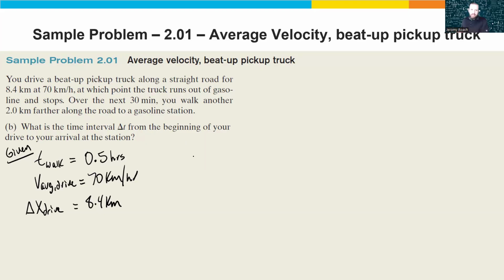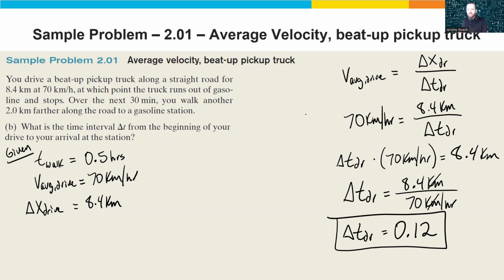So now we have to look at the given information. We have to figure out the total time. So we were walking for half an hour. The drive speed was 70 kilometers per hour, and we drove 8.4 kilometers. This is the displacement of the drive only. So we can now find the average velocity of our drive. We can find the displacement of the drive divided by the time that we were driving. And that's how we find average velocity. Displacement divided by time.